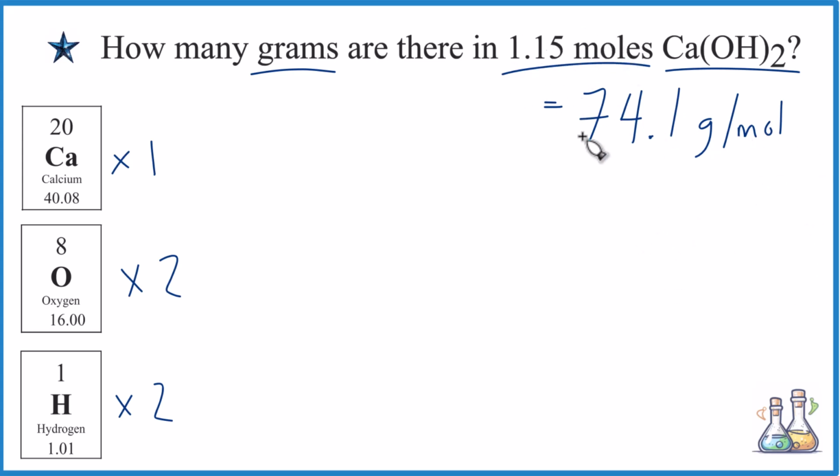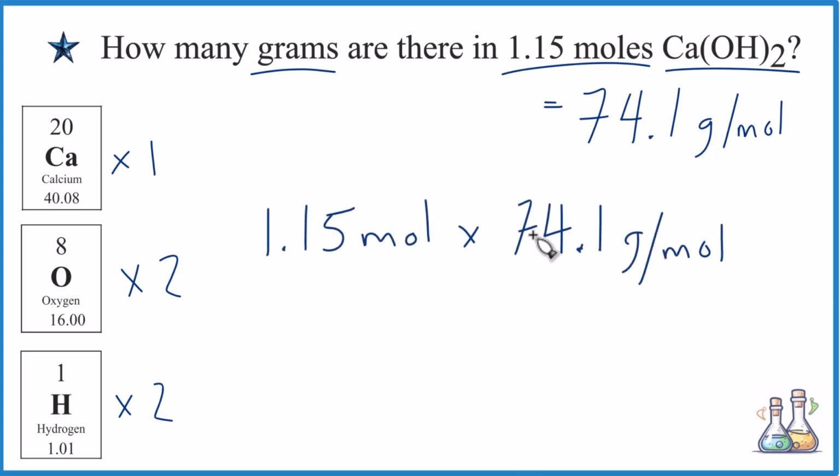So if 1 mole is 74.1, 1.15 should be maybe 80 grams. So it's always good to estimate. That helps you catch any errors. So we take our molar mass and we multiply it by 1.15. And this is just a number I made up for the problem here. Nothing special about that. So we multiply here by the molar mass, moles on top and the bottom cancel out, and we're left with grams. We get 82.2 grams of our calcium hydroxide.